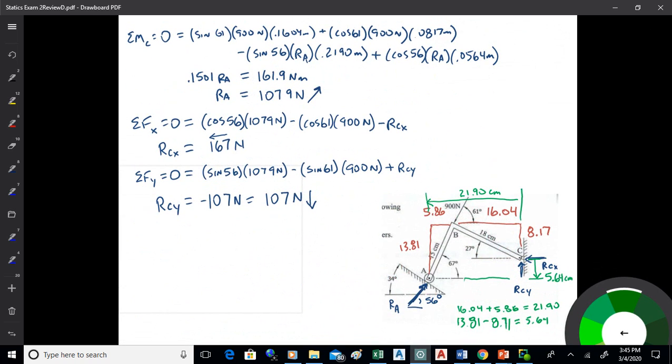So what I've got then is the dimensions from C to B, which are negative 16.04 in the X and 8.17 in the Y. And I've got the dimensions from C to A, which are negative 21.9 in the X and negative 5.64 in the Y. So I've got those dimensions over here, and I can apply a moment equation.